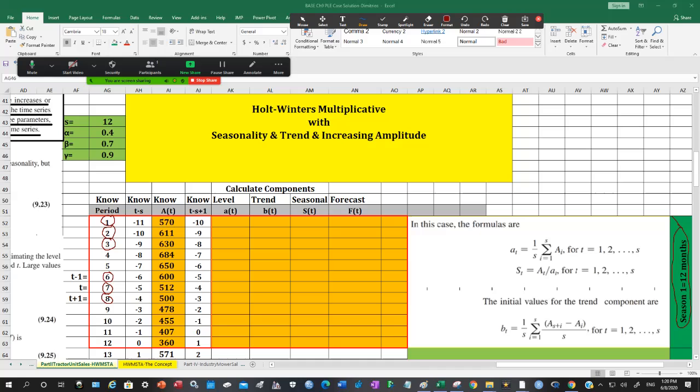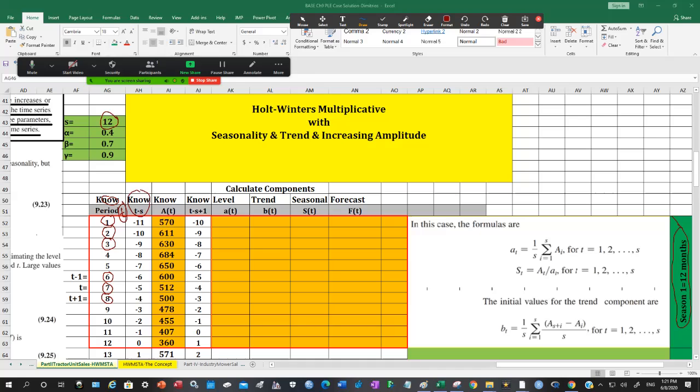We will do a lot of initializing in the first season. We know the period, all right? T minus S, wherever you see lowercase s, is equal to 12. So here is T. T is 1, so T minus S would be 1 minus 12, negative 11. This is 2 minus 12, negative 10. 3 minus 12, negative 9. So we know this column also.